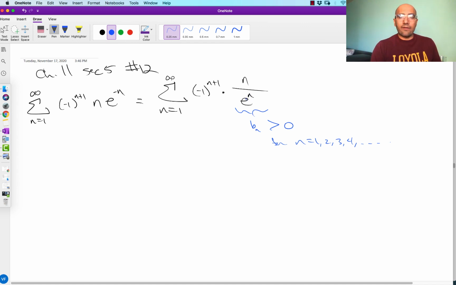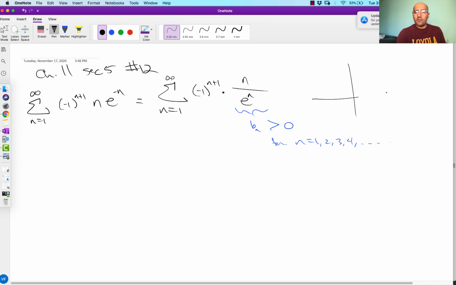Think about the graph of e to the x power. e to the n is just a subset of that, or individual dots in that sequence. If we had the graph e to the x, then e to the n is just going to be the individual values where n equals 1, and then n equals 2, and so on and so forth. That's what this denominator is going to be, always positive. So the whole thing is always positive.